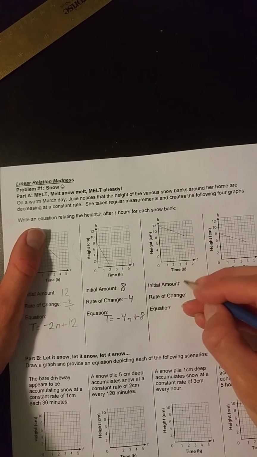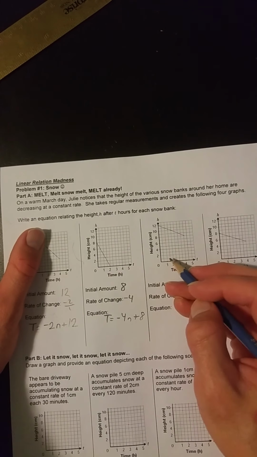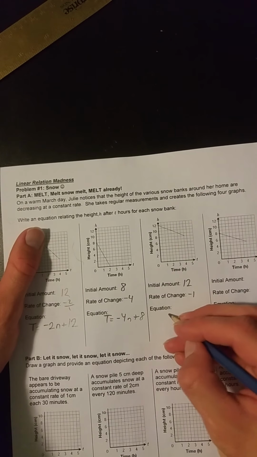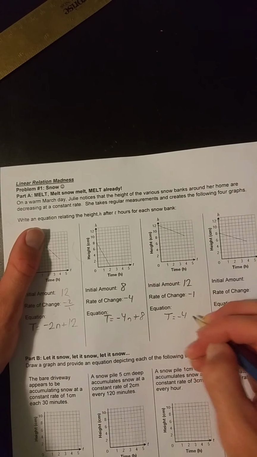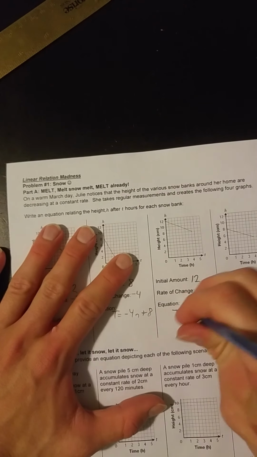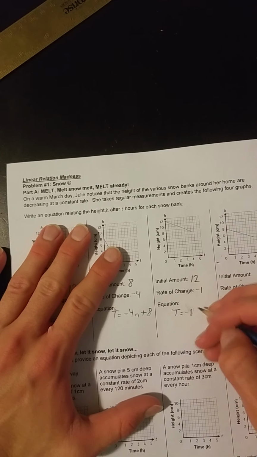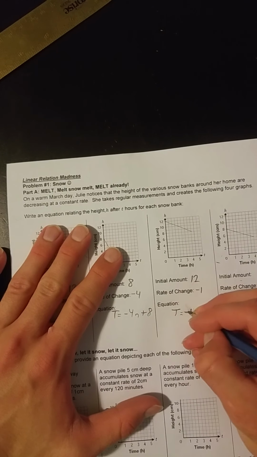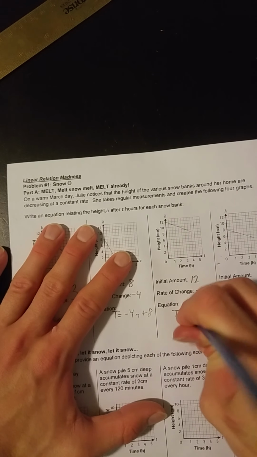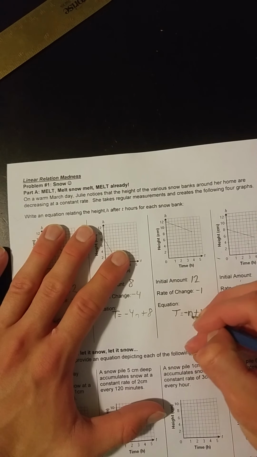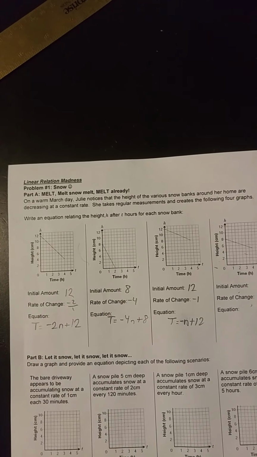Okay, initial amount here, 12. Rate of change, for 1 across, it goes down 1, so it'll be negative 1. Equation, total equals negative 4, or sorry, the last one was negative 4, this one's negative 1. And we can just put negative n, because negative whatever our value of time is, plus 12.